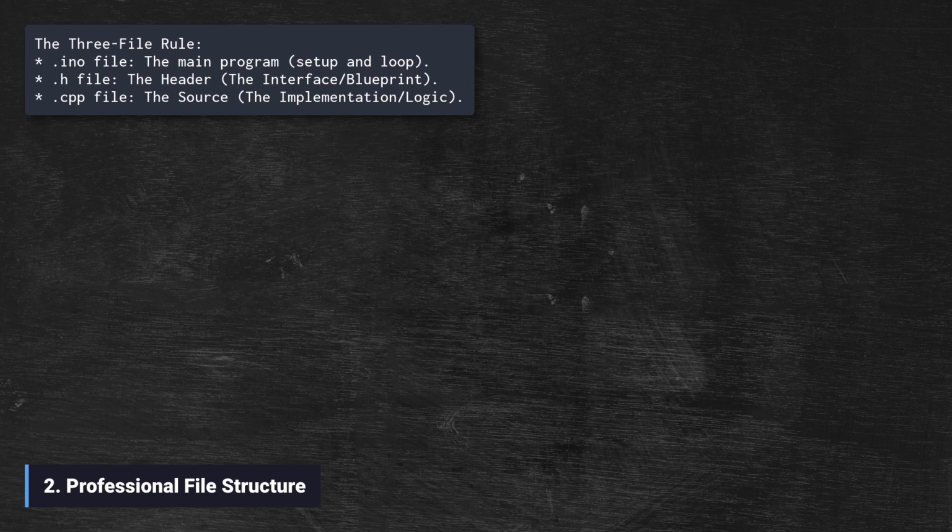We are going to split our code into 3 distinct files. The header file tells other parts of your program what the class can do, while the CPP file contains the actual code for how it works. Your main sketch will then stay clean and focused only on the high-level logic.